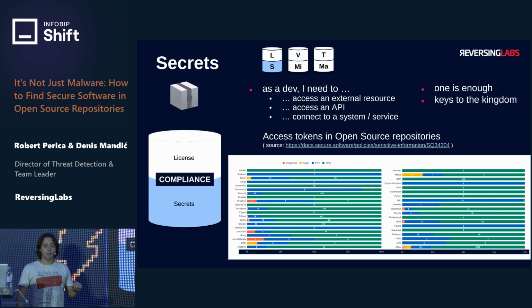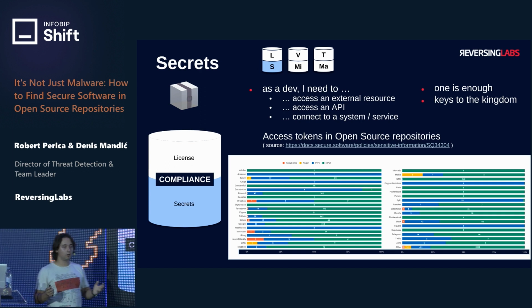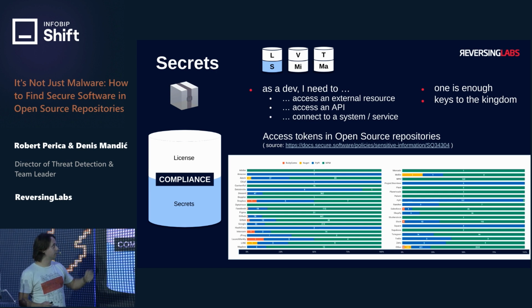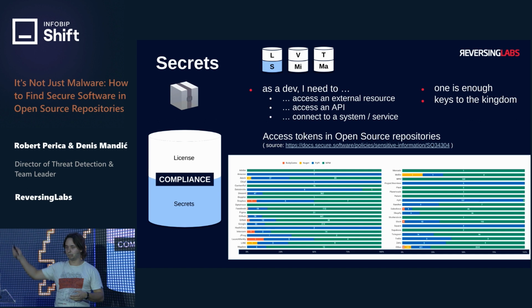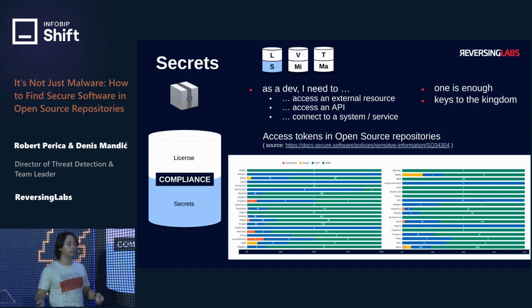Secrets are sensitive information. And as developers, we're often given keys to the kingdom. We need to access a machine somewhere, use a token to log into a REST API, a user and password, it doesn't really matter.